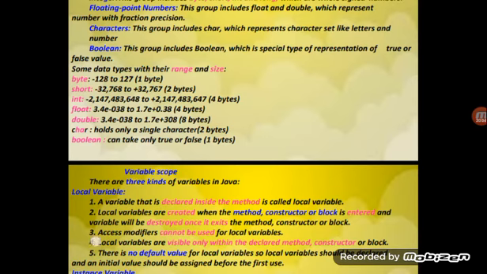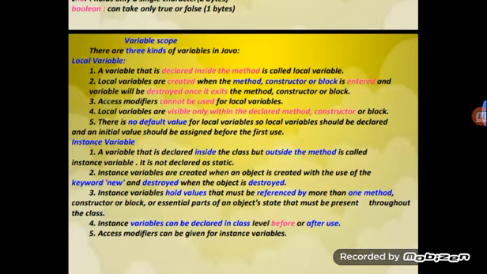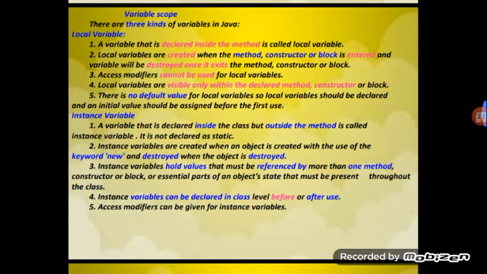And then we discuss variable scope. There are 3 kinds of variables in Java, starting with local variables. A variable that is declared inside a method is called a local variable. Whenever we declare a class, a variable declared inside the method, not outside, is called a local variable.